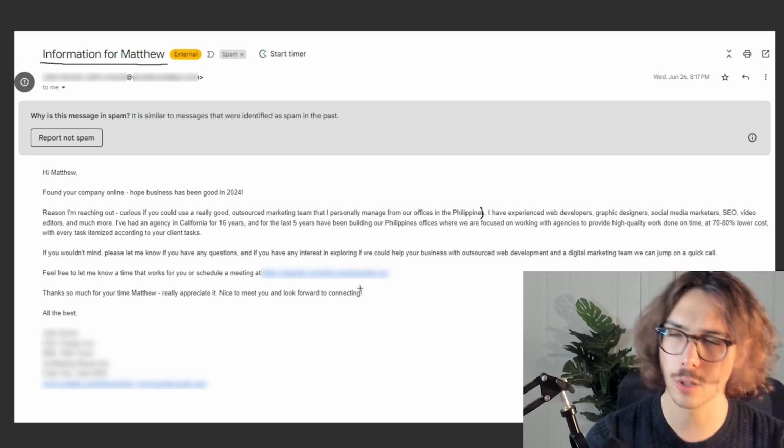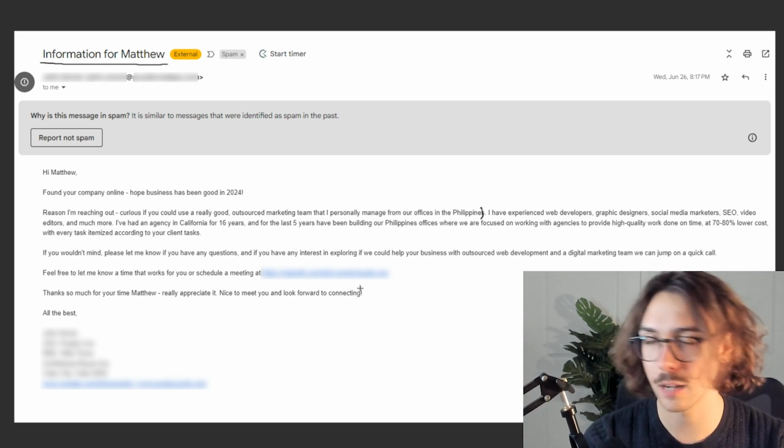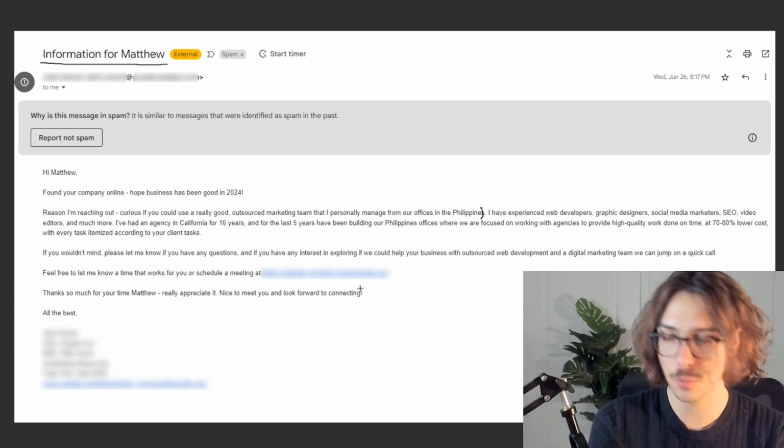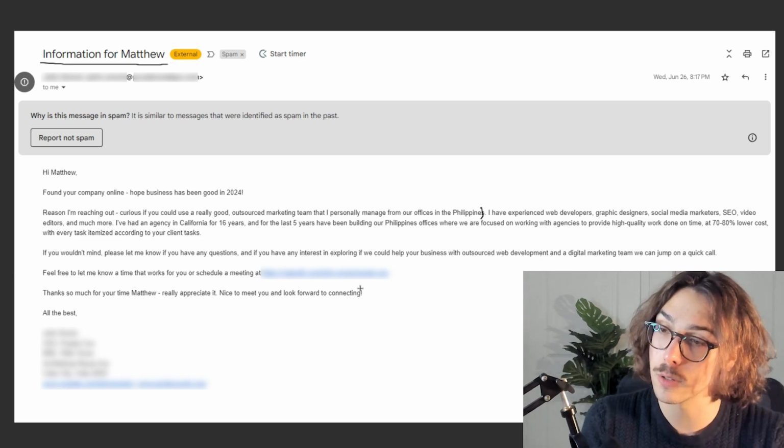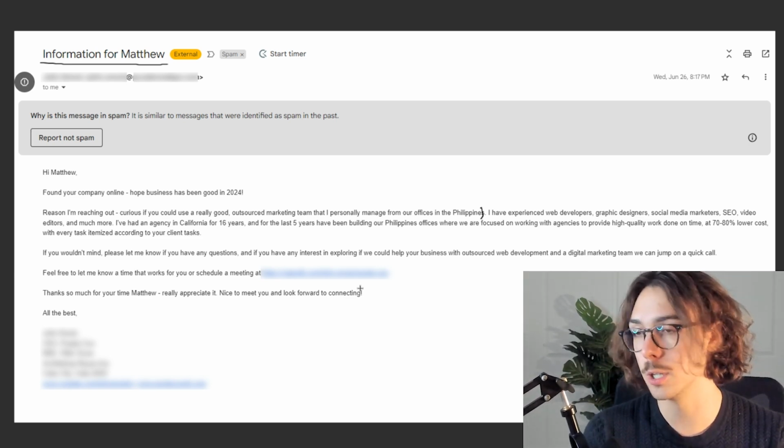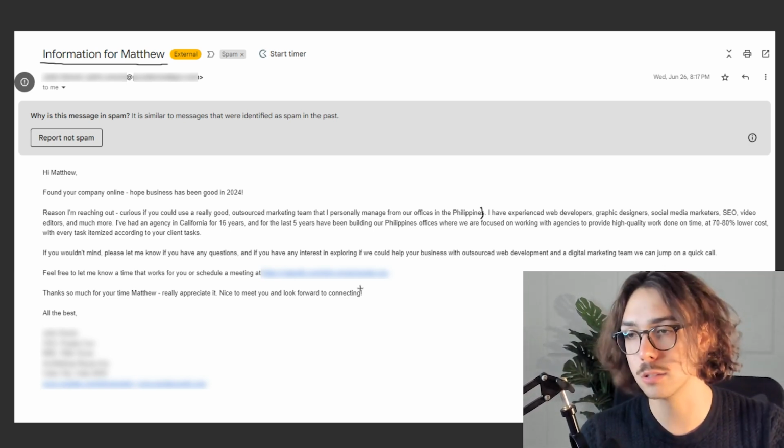I think this email, like the offer isn't necessarily terrible if they could have some sort of risk reversal or something unique, because there's a lot of people selling outsourced staffing solutions that would help. But overall, I think this email is something that could be worked with, just needs a couple of fixes.